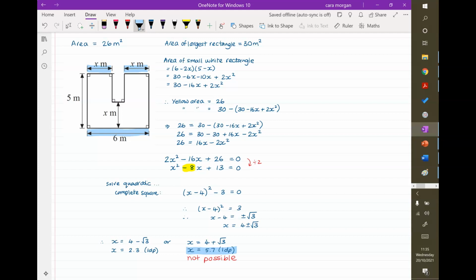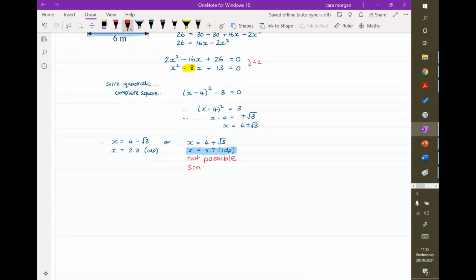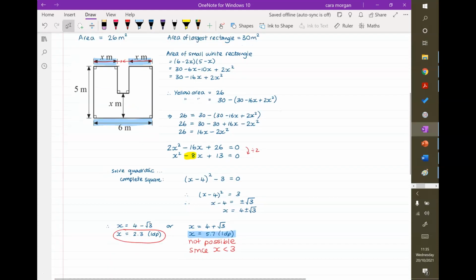If they were both equal to 3, imagine what would happen. They would meet right in the middle, those lengths, which would mean there would not be a gap at all, and therefore that diagram would be inaccurate. I think x has to be less than 3. Because if x was less than 3, there would therefore be a gap. And so therefore, there is only one possible answer. x is 2.3 to 1 decimal place.